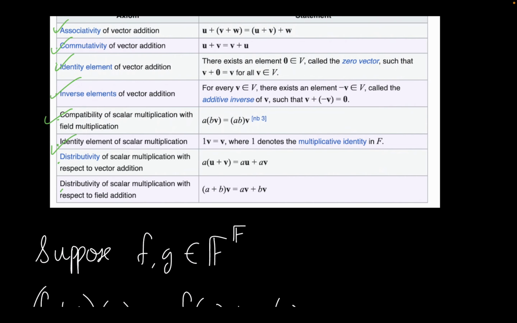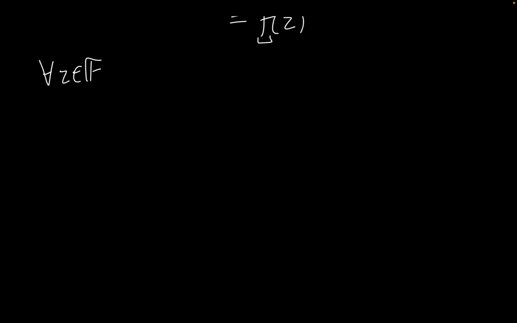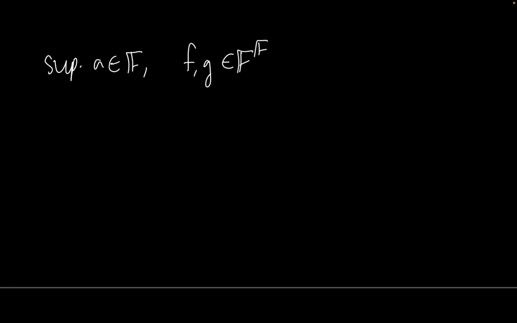Distributivity of scalar multiplication with respect to vector addition. So we want to suppose a is in F. We want to suppose two functions f and g are in F to the F. So you want to show that a times (f plus g) is equal to af plus ag. We want to show that.